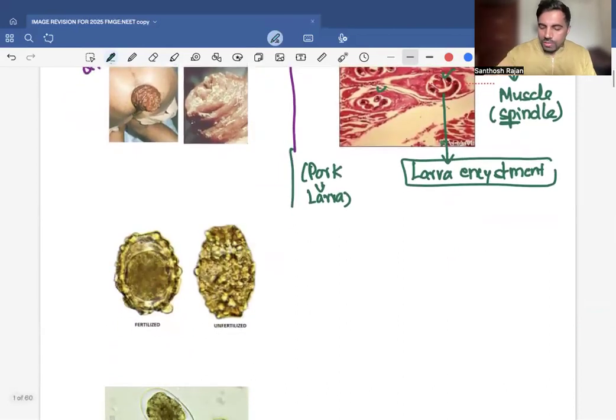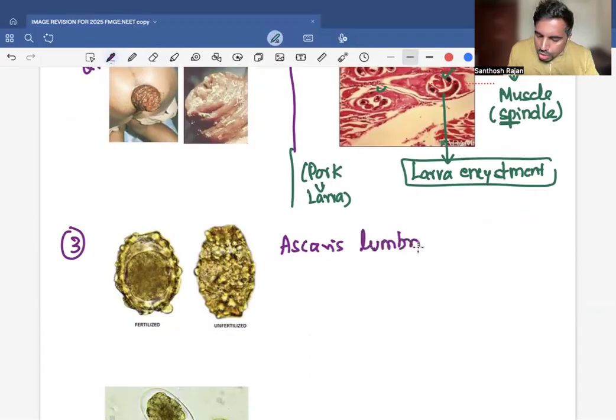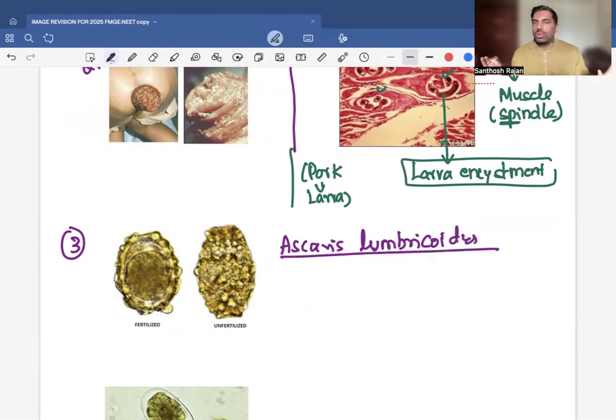Next one is examiner's favorite one. This is the third one, we can say. So when you see two types of egg like this, that should be your Ascaris lumbricoides. So I'm going to write here Ascaris lumbricoides. When you talk about Ascaris lumbricoides, two types of eggs. This is very important. There's only this one which has two types of egg. Rest, you don't worry about these things.